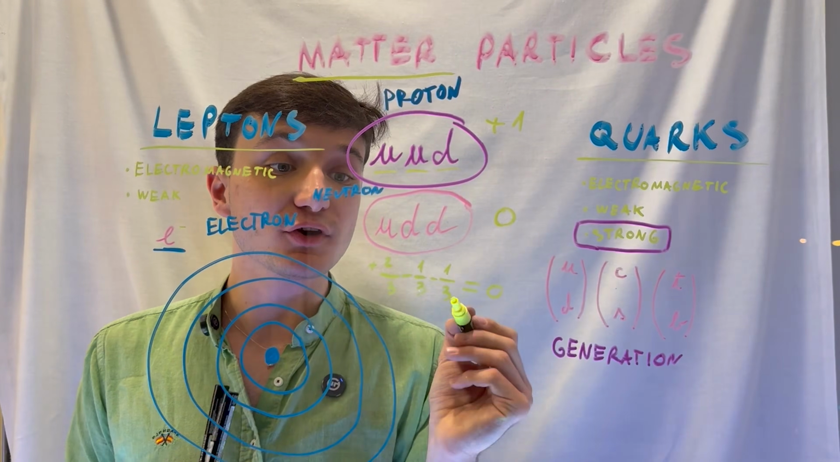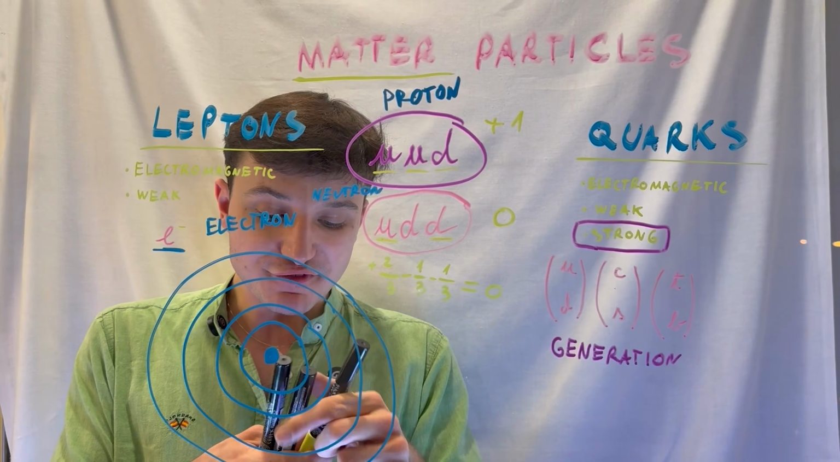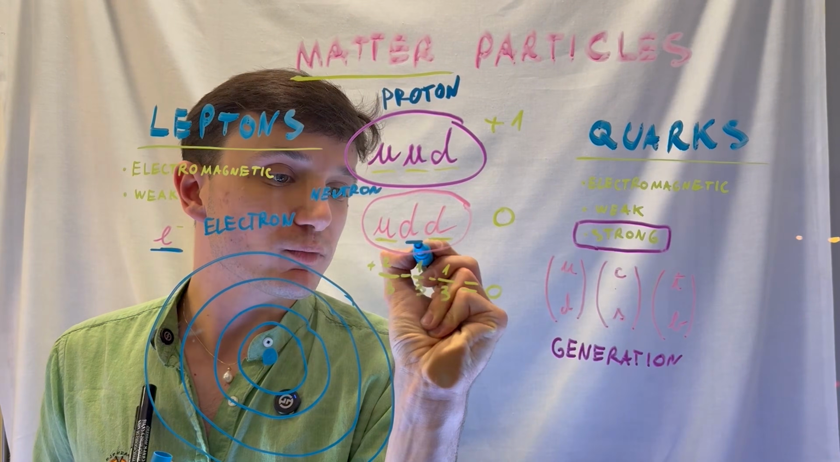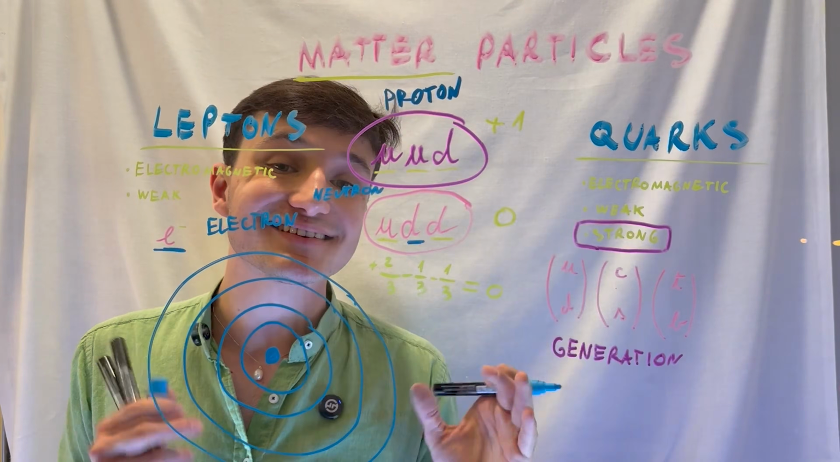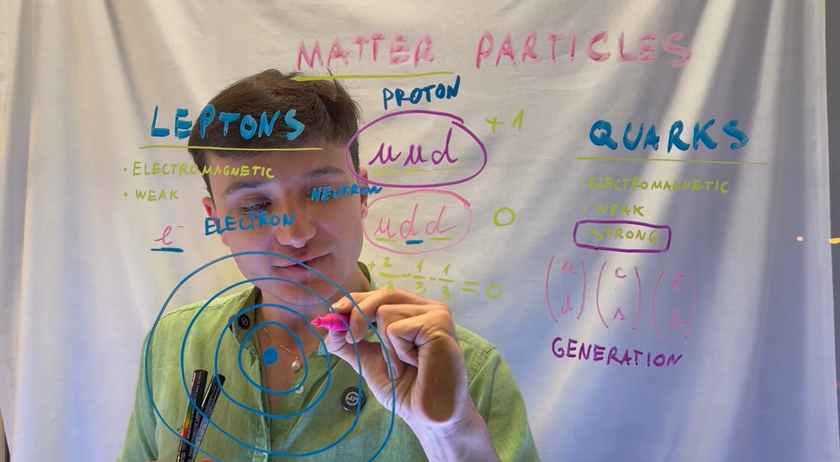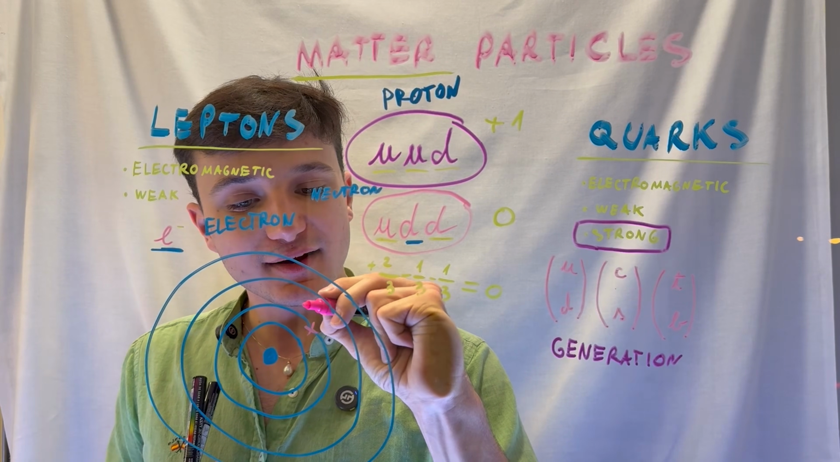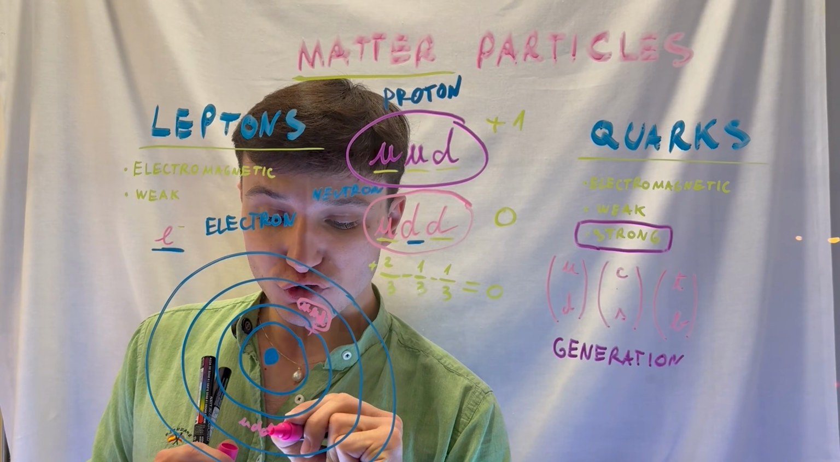So a proton and a neutron are incredibly similar. The only difference is this middle particle right here, which for the proton is an up quark, and for the neutron it is a down quark. Neutrons were also formed at a particular stage when quarks started coming together to form protons or to form neutrons.